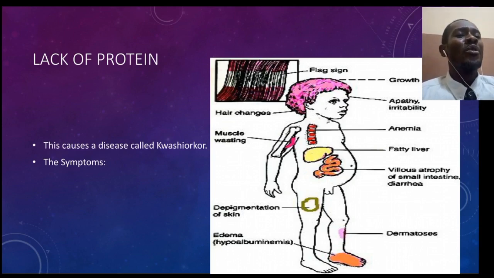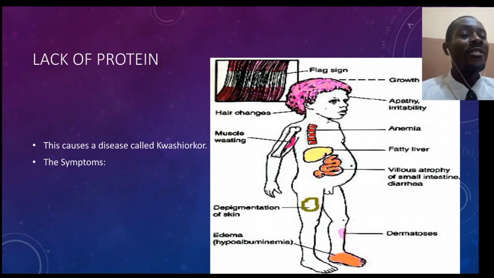The tummy is going to protrude outward. While the rest of the body is slim, you'll find out that the tummy is enlarged, it comes outward, making the child look so disfigured. And the head will look so big, the tummy will protrude, the rest of the body, the hands and the leg will look so slim. It's as a result of muscle wastage and a lot of fats in the liver. There will be a lot of deposition of fats in the liver.